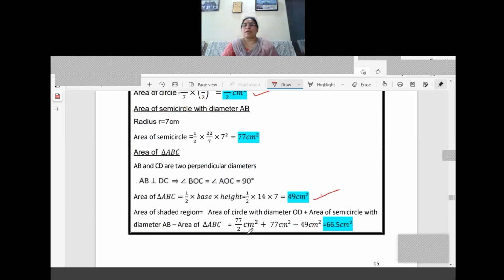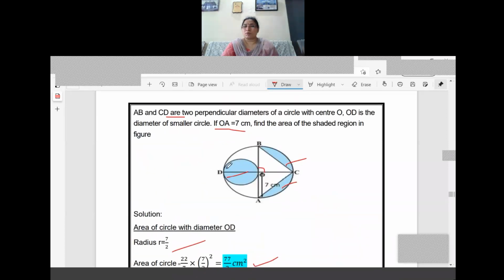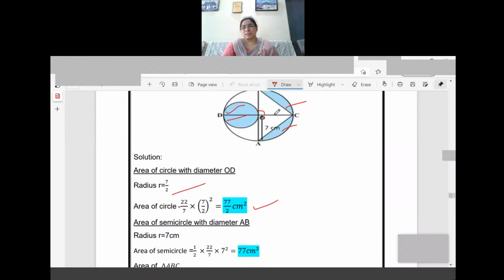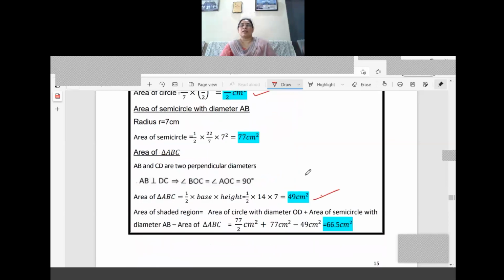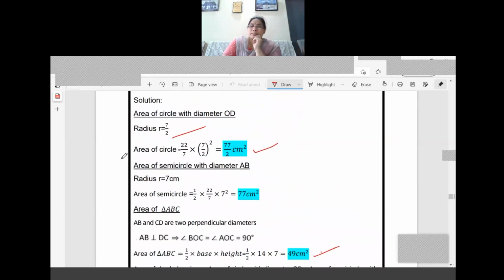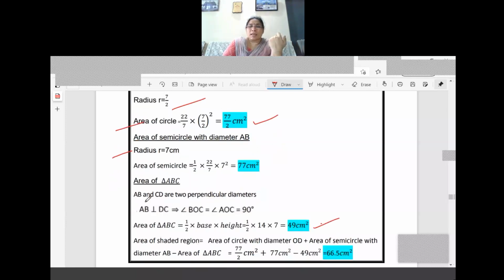So first we have calculated the area of the circle with diameter OD, next we have calculated the area of the semicircle with diameter AB. Then we subtracted which one? The area of the triangle ABC. Once again, the area of the circle with diameter OD is 77 by 2 centimeters square. The area of the semicircle we have calculated is equal to 77 centimeters square. The area of the triangle ABC we have calculated is equal to 49.